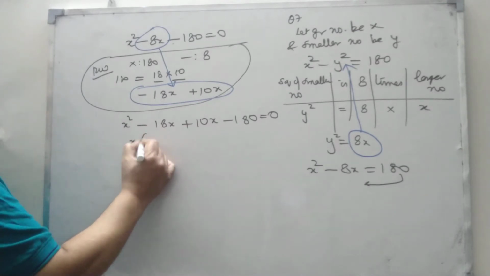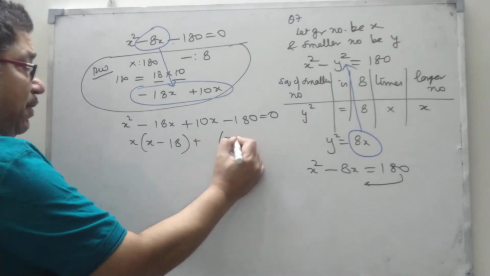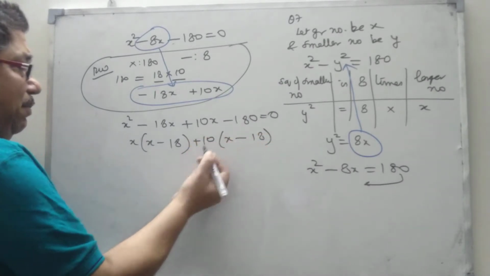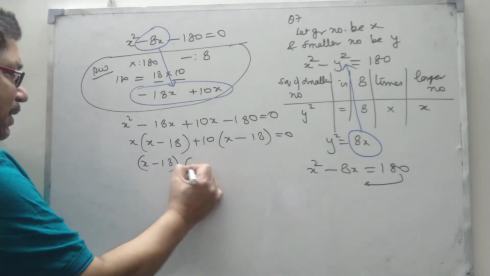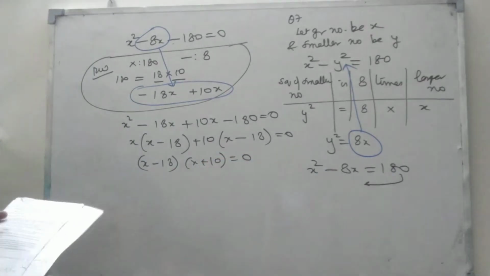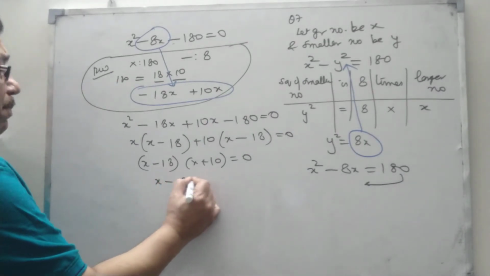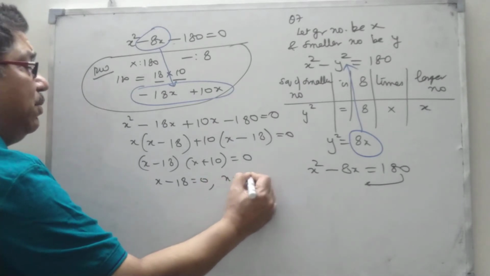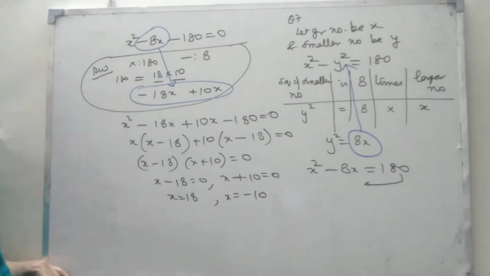If you take x common, you have x minus 18. Here you have to have x minus 18, and how will that come? By taking 10 common. So x minus 18 times x plus 10 equal to 0. So I have two numbers with me. Just one more step. X minus 18 equal to 0, so x is equal to 18 or x is equal to minus 10. So two things we get: x equal to 18 and x equal to minus 10.